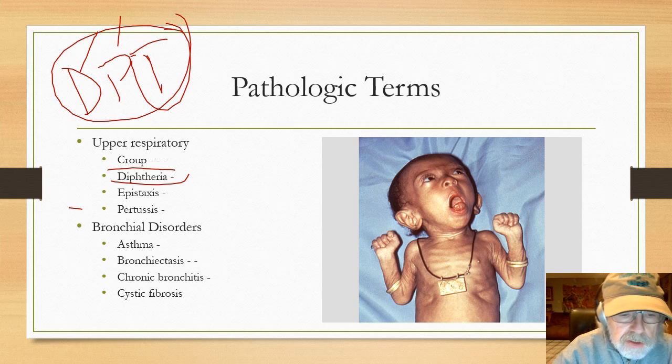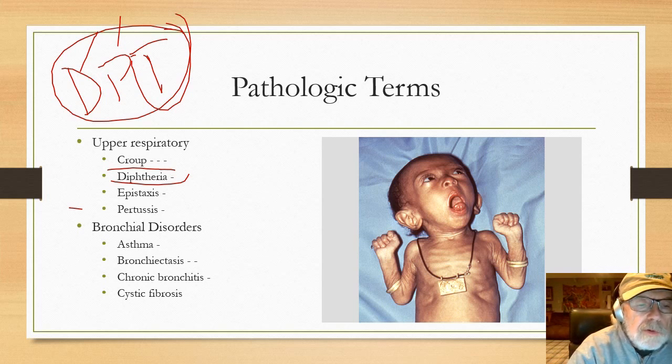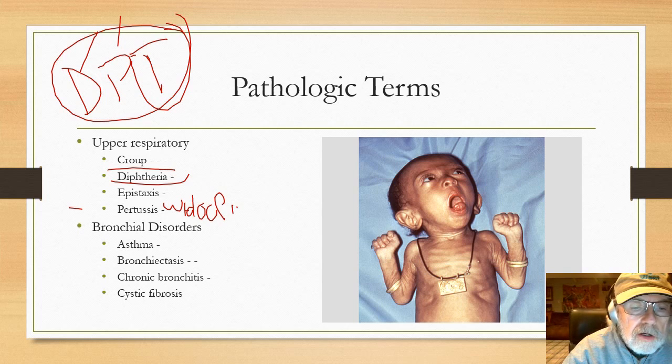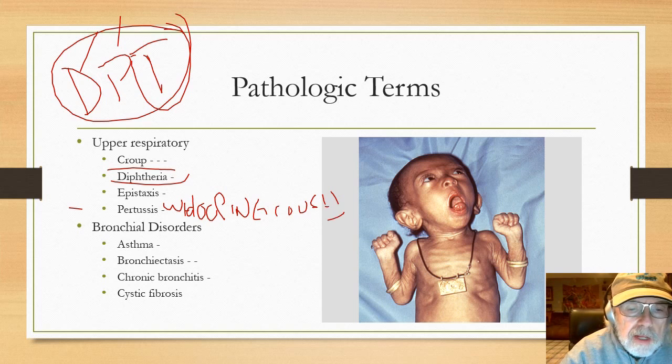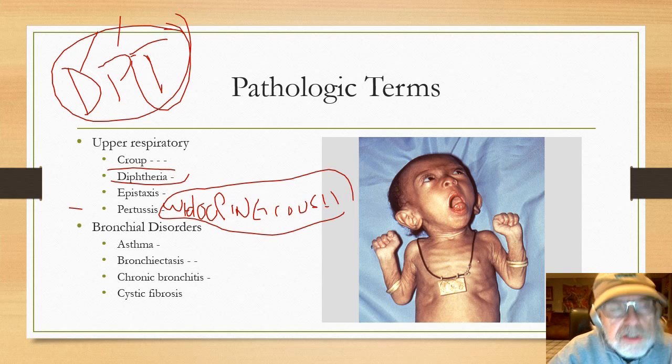Now, pertussis is a little bit different from croup. Pertussis is called whooping cough. So when you hear somebody say whooping cough, let me write whooping cough there. Pertussis is much more significant in most cases than croup, and kids can get quite sick. It's a bacteria that causes pertussis.